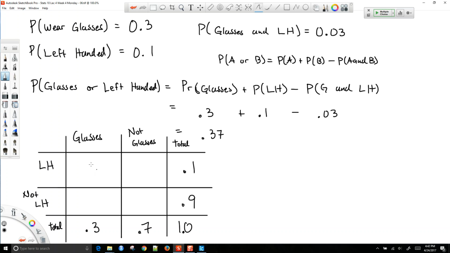What value goes here? 0.03, right? Glasses and left-handed, 0.03. And once I plug this in, I can figure out the rest. These two things have to add up to 1, so this has to be 0.07. These two have to add up to that, so this has to be 0.27. And these have to add up, so I get 0.63. Okay, and now we can answer questions like, what is the probability that someone has glasses and is not left-handed?